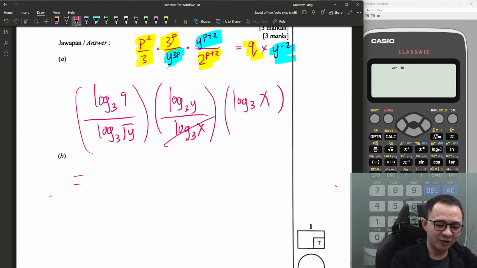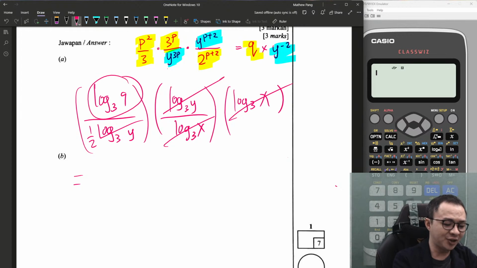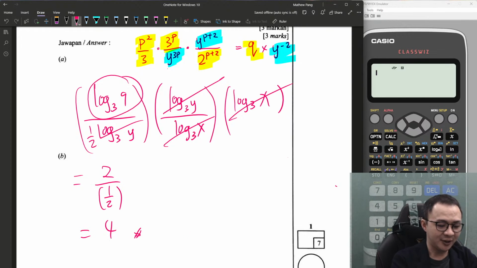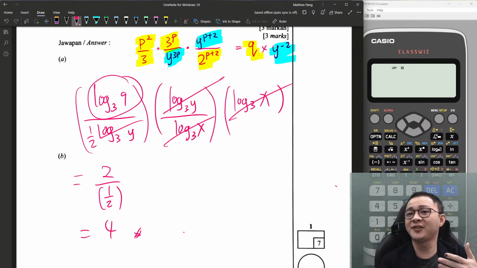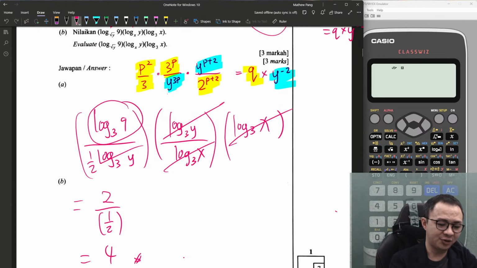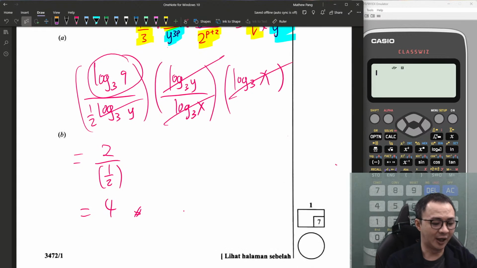Okay, so right now log base 3 of x and log base 3 of x I can cancel. Square root is power half, right? The 1 over 2 I can bring to the front. Then log base 3 of y and log base 3 of y I can cut. Then log base 3 of 9 is 2, divided by 1 over 2. So the answer is 4. Okay, quite simple if you have the idea of how to do it. Yeah, 3 marks, very easy.